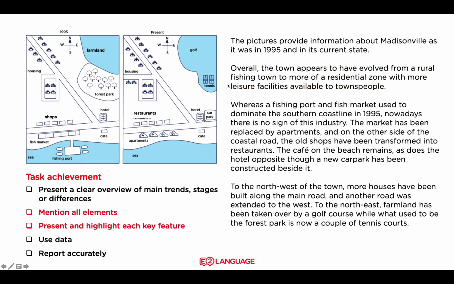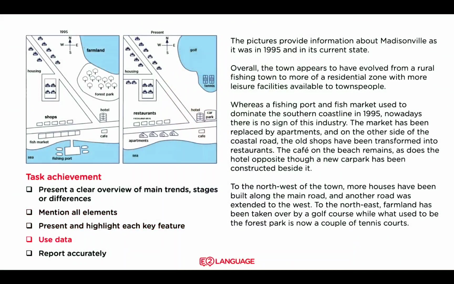Have I mentioned all the elements presented and highlighted each key feature? So this is part of your planning. As you go through, you need to make sure you don't miss anything or skip anything, because that will affect your score. Also, when you edit, just double check that you've included everything. Maybe start in the northwest and move your eye and your pen down the page. Data not needed in this task, but reporting accurately is.